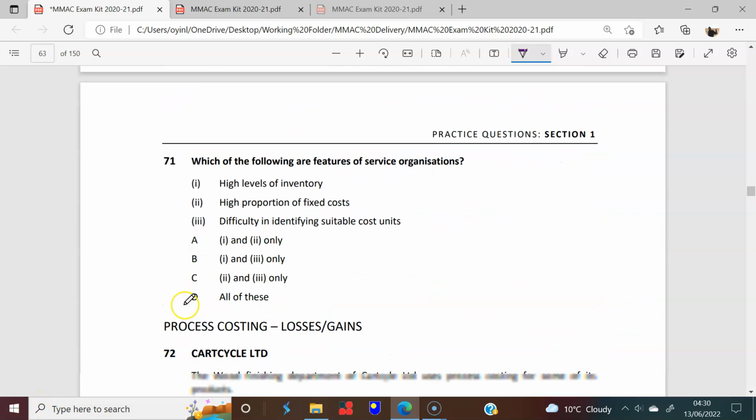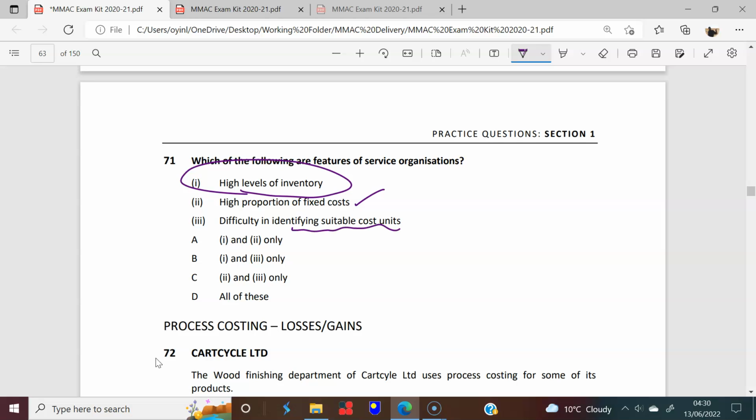Let's look at the next one. So let's look at 71. I think definitely for service organizations, we do not have high levels of inventory. You're not really selling stock. You're selling a service. Typically, what we have is a high proportion of fixed costs, rentals, maintenance, salaries.